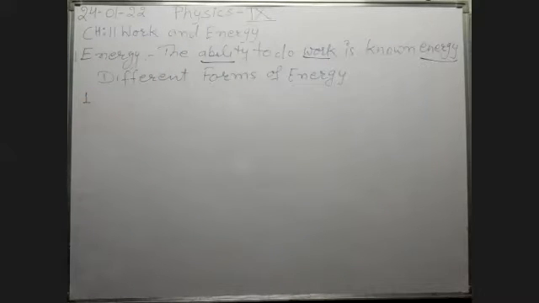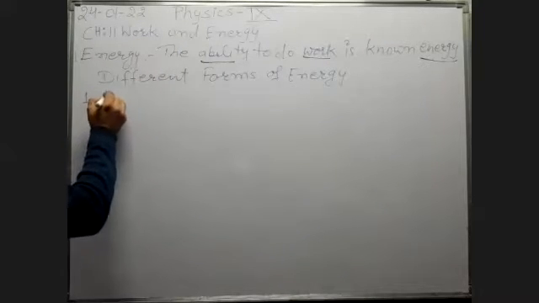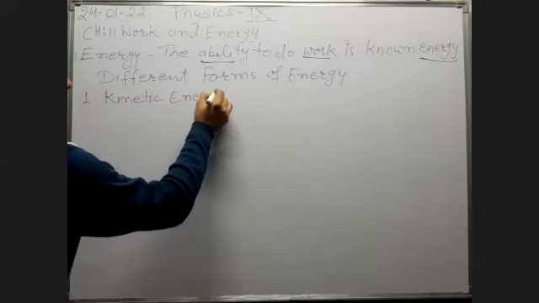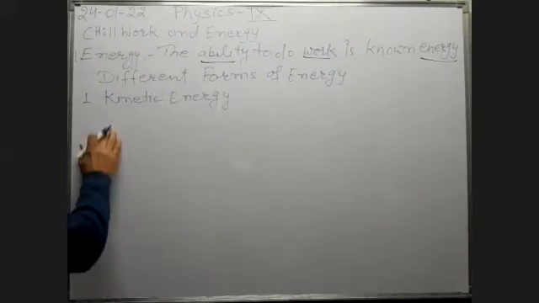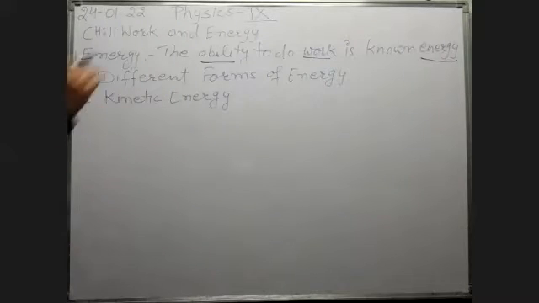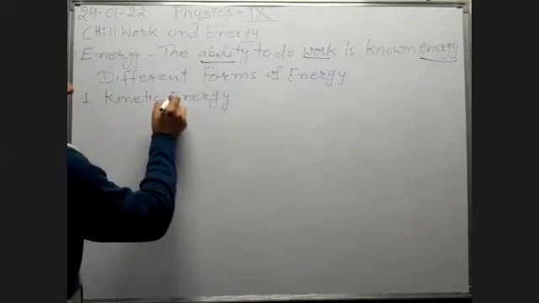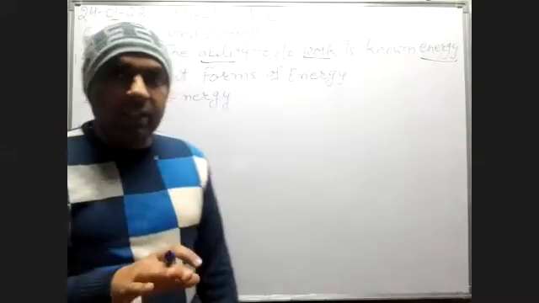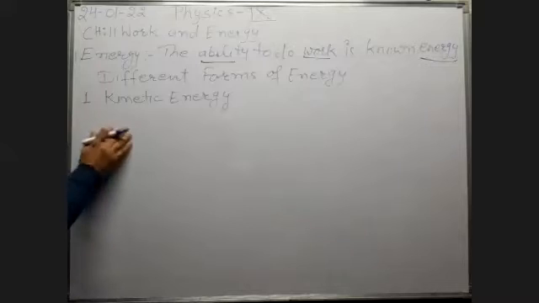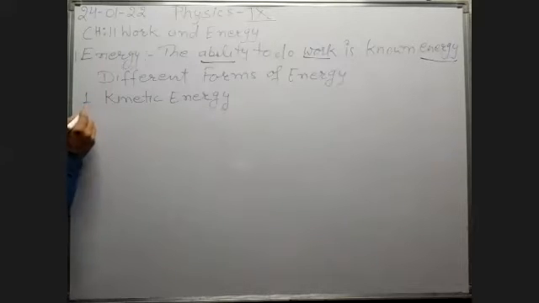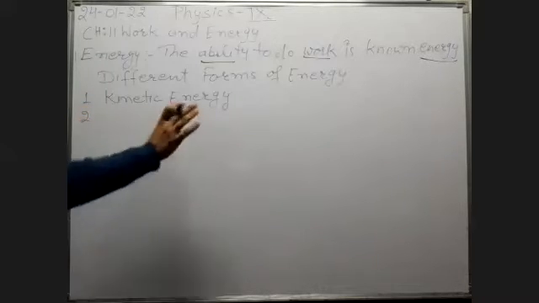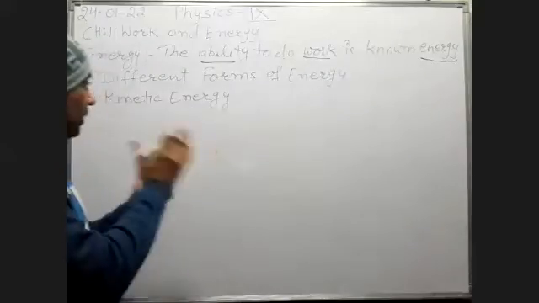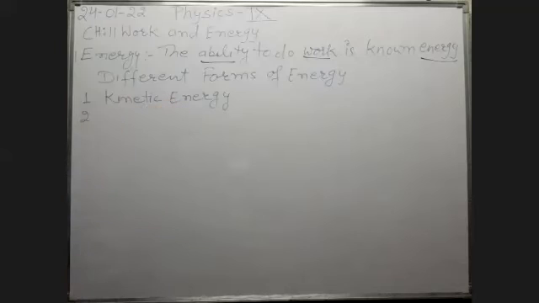First is kinetic energy. I'm just writing the names of the different forms of energy, then I will explain one by one. In our syllabus, only 2 or 3 energies are covered in detail. The rest of the energies you just remember by name. Kinetic energy is energy due to motion. If a body is moving, it has some kind of energy due to its motion. That energy is kinetic energy.